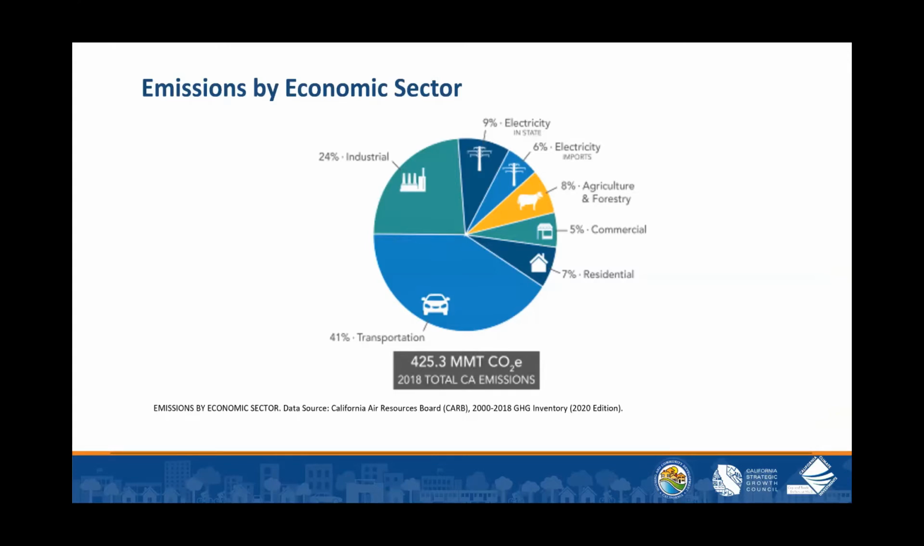As you can see by this graph, we're showing you the emissions by economic sector. We have had 425.3 million metric tons of carbon dioxide equivalent in total California emissions for 2018. If you look at the chart, we have the transportation sector showing 41%, industrial 24%. Electricity is at 9% in the state, and for imports at 6%. It also shows you agriculture and forestry at 8%, and our commercial is at 5%, and our residential at 7%.